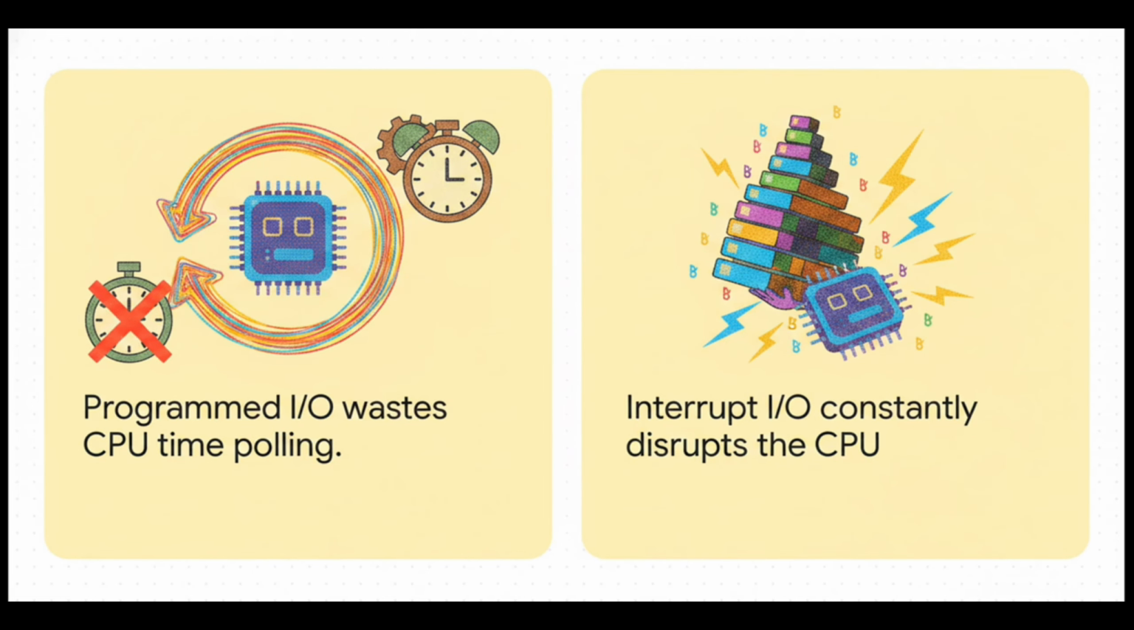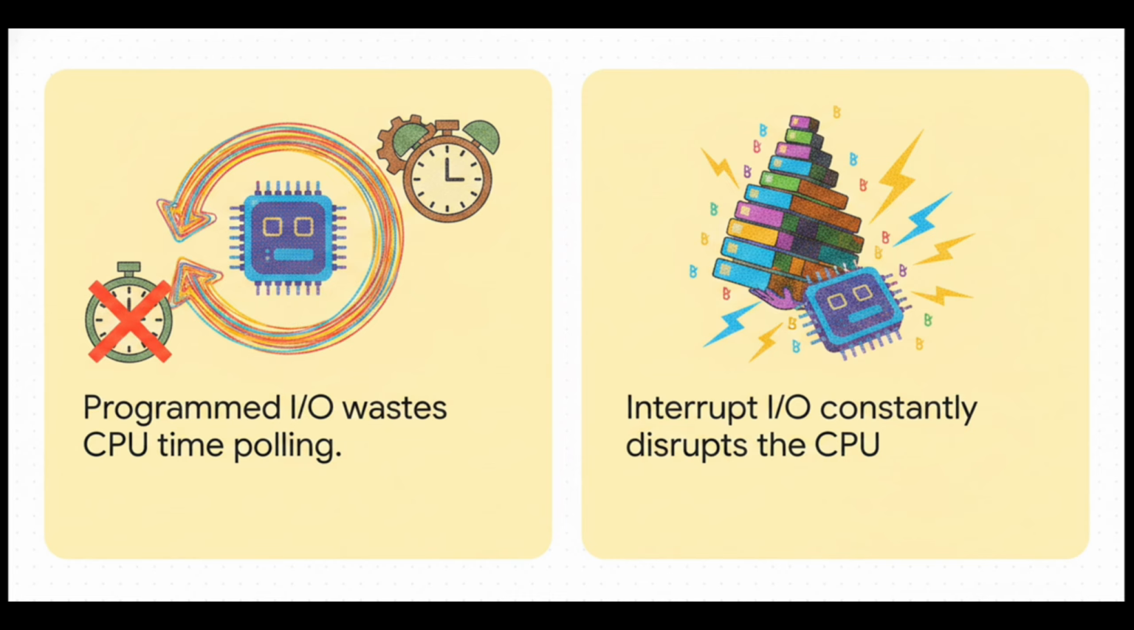Let's contrast those first 2 early methods. In programmed I/O, the CPU is constantly polling the device. It's basically constantly asking, "Are you ready? Do you have data?" It's incredibly inefficient and wastes millions of clock cycles. To fix this, engineers created interrupt-driven I/O. Here, the CPU works freely on other tasks, and when the peripheral finally has 1 byte of data ready, it literally interrupts the CPU to hand it over.